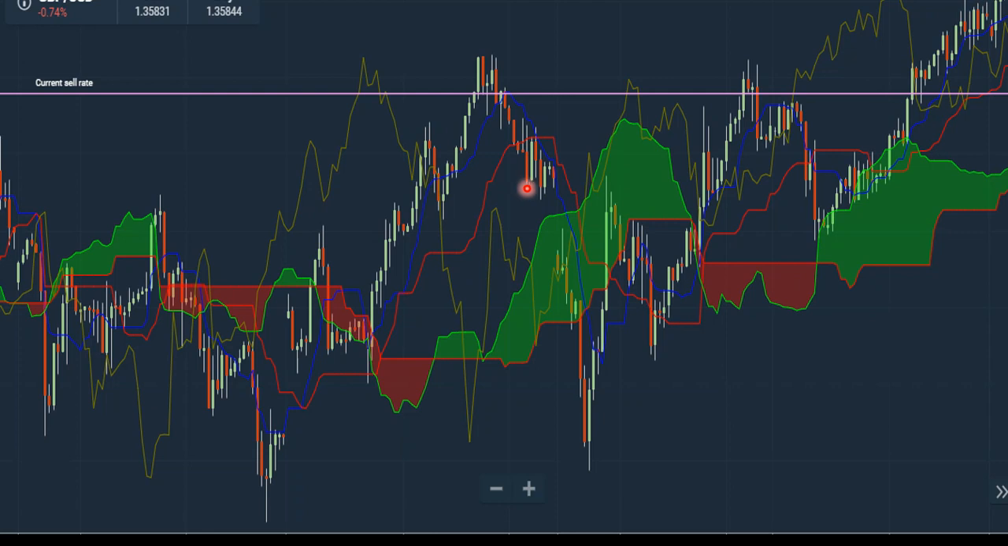The trend is clearly identifiable by looking at the base and conversion line and which way they're pointing. As it goes in a downward trend, they both begin to point downwards. As they begin to flatten out, it's showing that that trend is now weakening and we're potentially approaching a trend reversal. And then as they point in the opposite direction, it now means we're in the opposite trend.